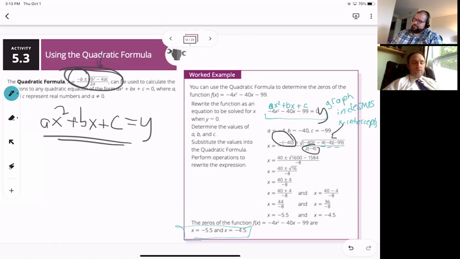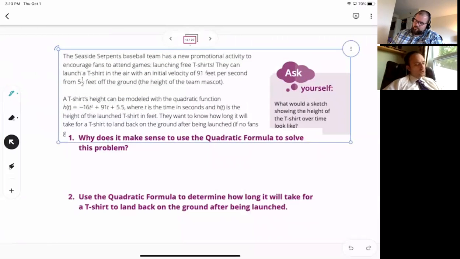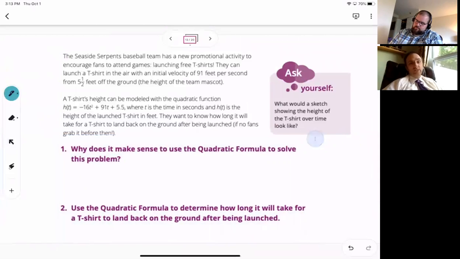But we're still going to talk you through it on the next page when Mr. Carlson has us go to the next page. We have the Seaside Serpents baseball team has a new promotional activity to encourage fans to attend games, launching free t-shirts because everyone loves a t-shirt launcher. So they can launch a t-shirt. They have initial velocity. They have a height.